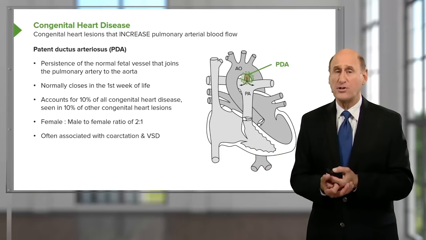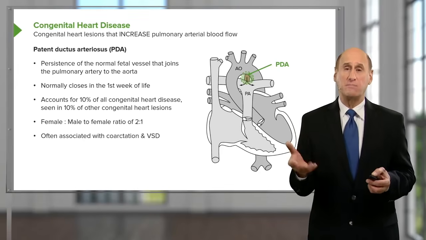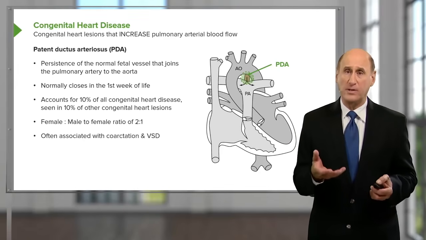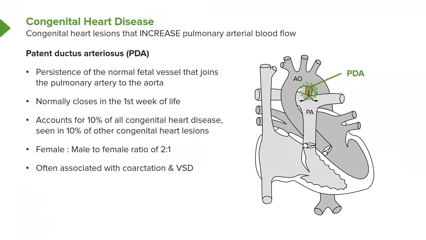The patent ductus arteriosus is the third increased pulmonary blood flow lesion. Again, the ductus arteriosus is used in embryonic life. It's supposed to close at the time of birth. If it fails to close and stays open, then again, aortic pressure being higher than pulmonary artery pressure results in a left to right shunt, that is red blood into the pulmonary artery, markedly increasing pulmonary blood flow, and also, by the way, increasing pulmonary pressure because aortic pressure is being transmitted to the pulmonary artery.